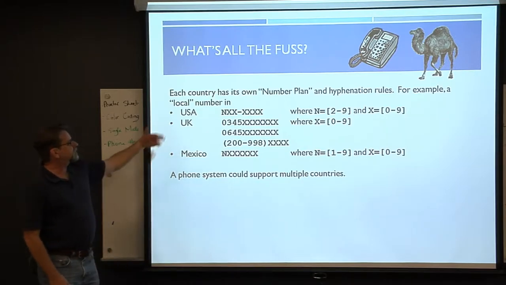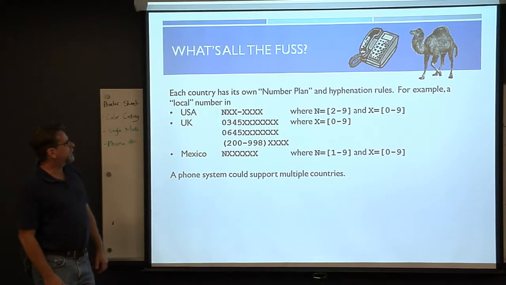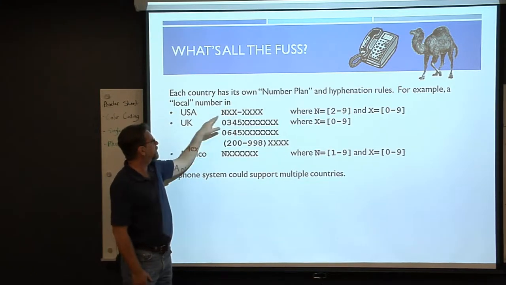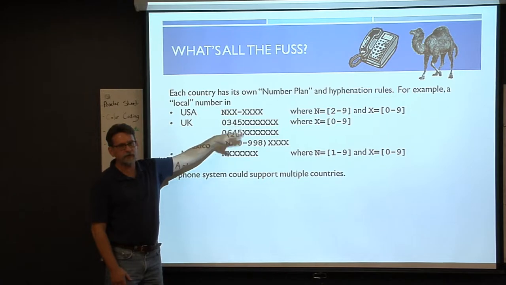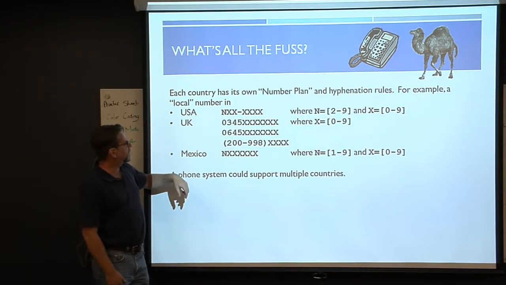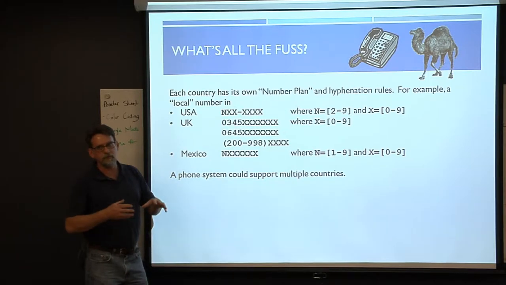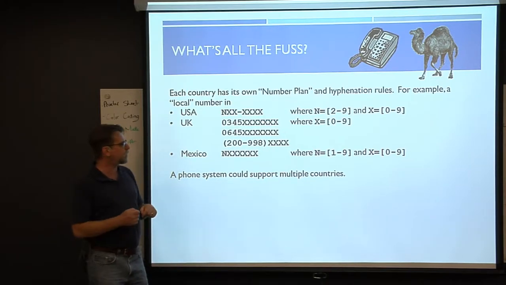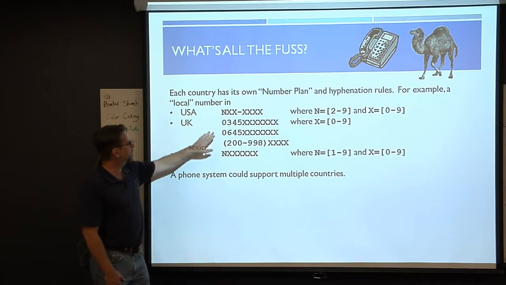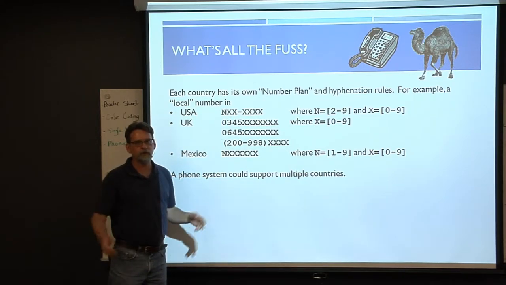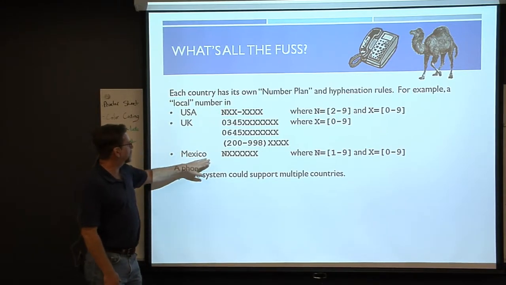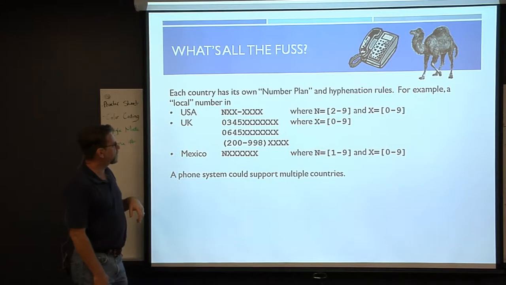So each country, as I said, has its own numbering plan and even hyphenation rules. In the USA, we tend to put 3-3-3-3 for 7 and 10 digit numbers. Some countries, like the UK, seem to handle it differently. We sold our phone system in different countries, so that's one reason why these number codes were programmable into the system. For some reason, they just didn't have dashes when they printed reports with their phone numbers. They just had one big long phone number. And Mexico too, perhaps, I don't remember exactly.